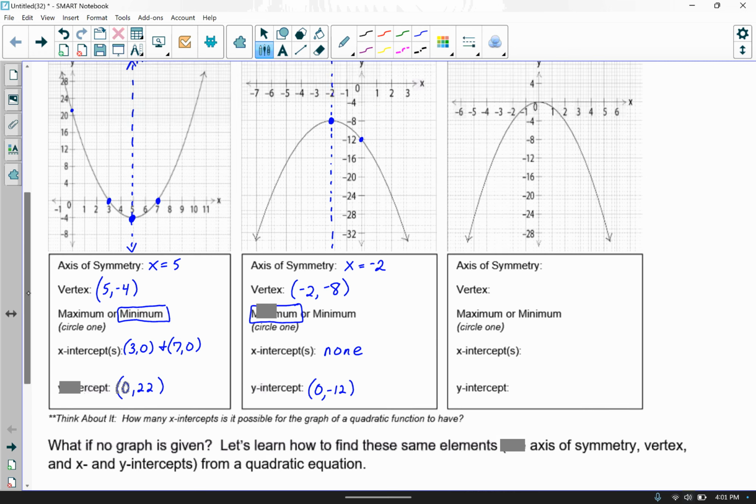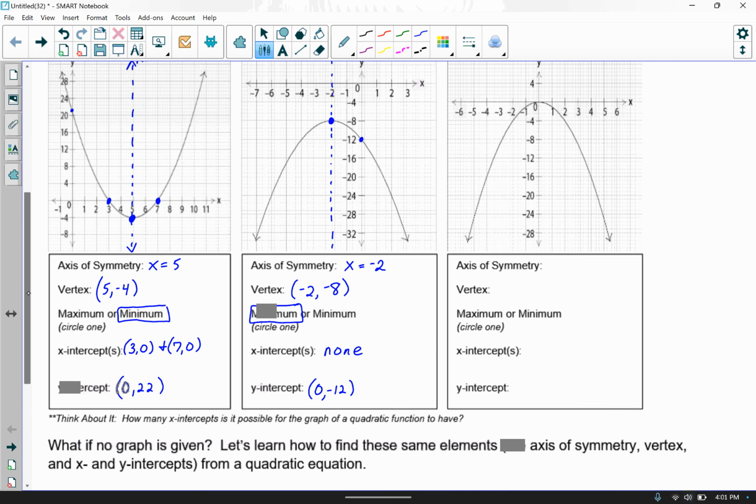All right, so now let's do which way it's going to open, up or down. Since that leading term here is negative, it is going to open down. All right, next thing we need are x-intercepts and y-intercepts. Those are the last few things that we need. So let's start with x-intercepts.